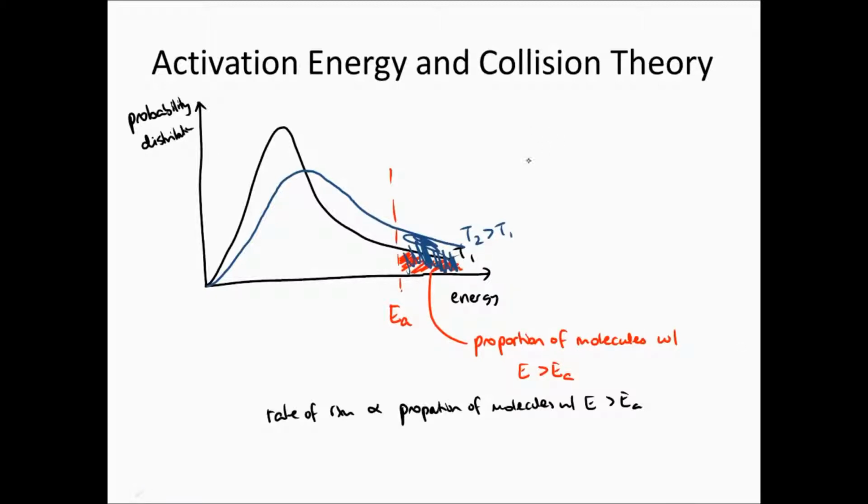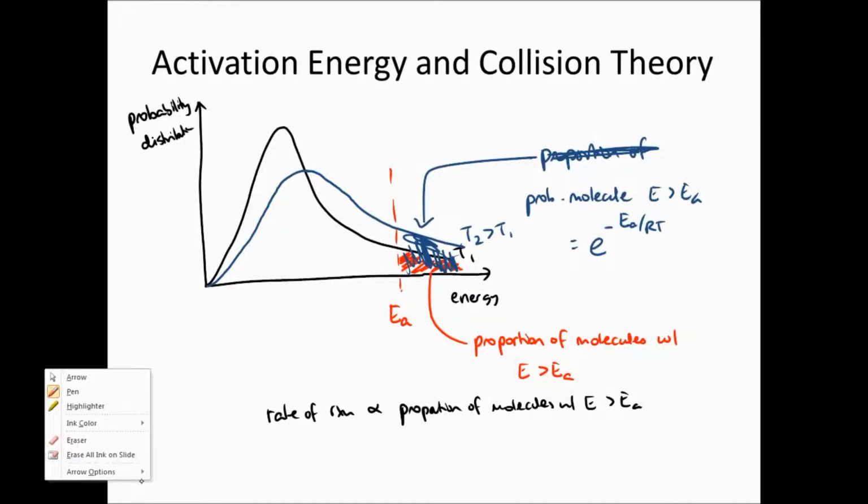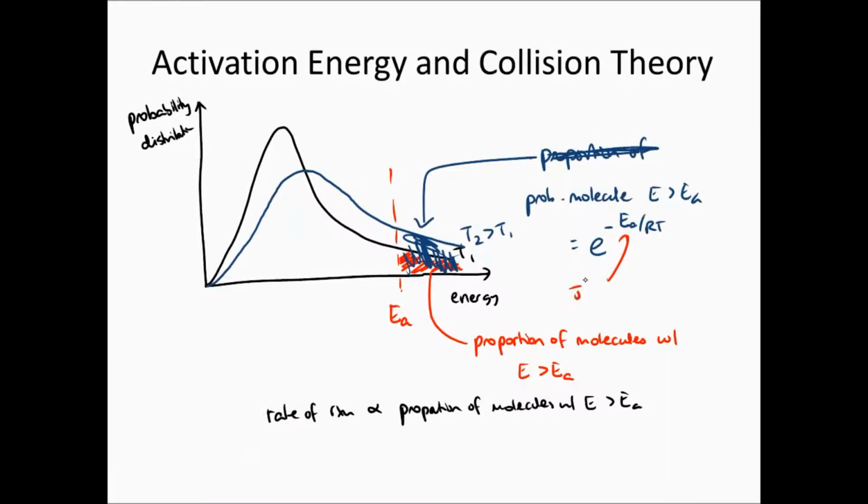It turns out that this proportion, this probability of having a molecule with energy greater than the activation energy, is given by the exponential factor e to the minus EA over RT, where EA is the activation energy, that's in joules per mole, and R is 8.314 joules per mole per Kelvin. The temperature, of course, must be in kelvins.